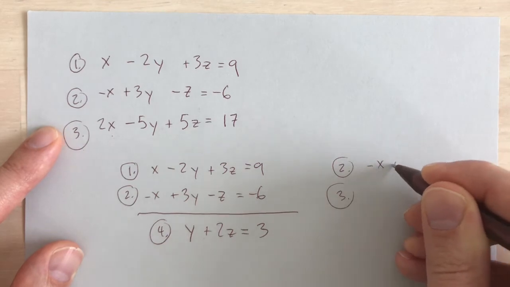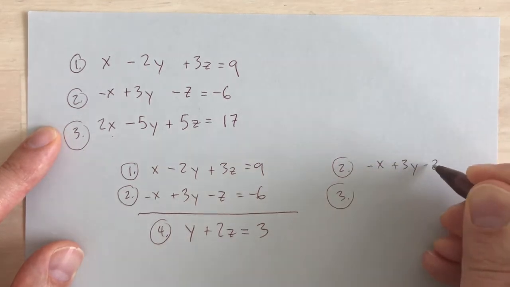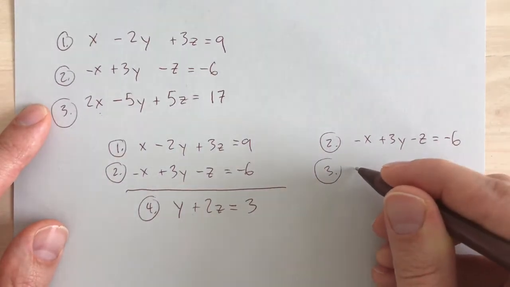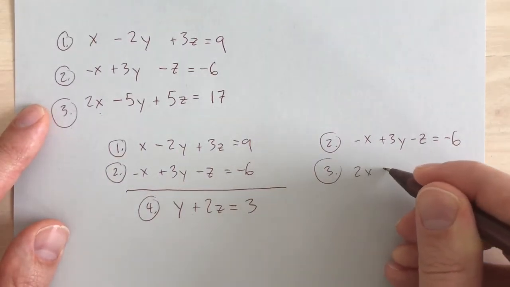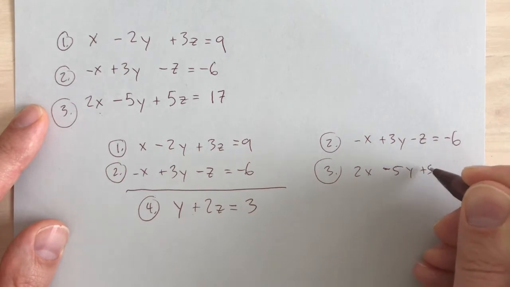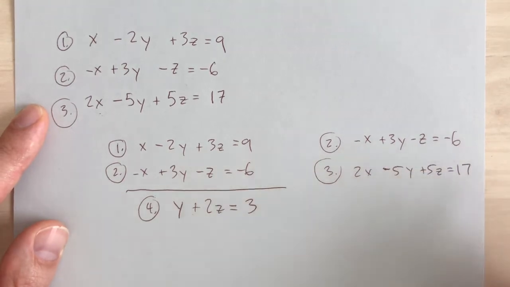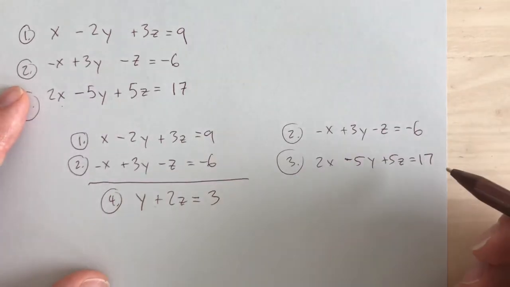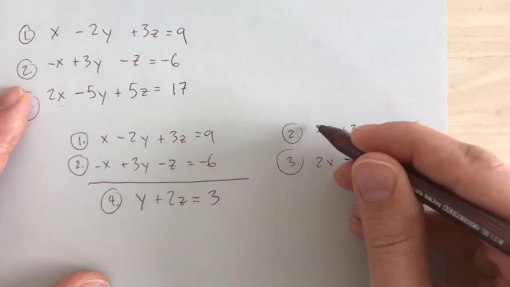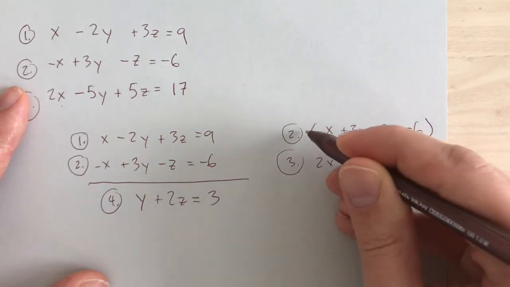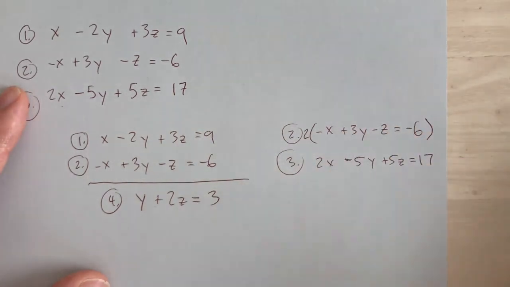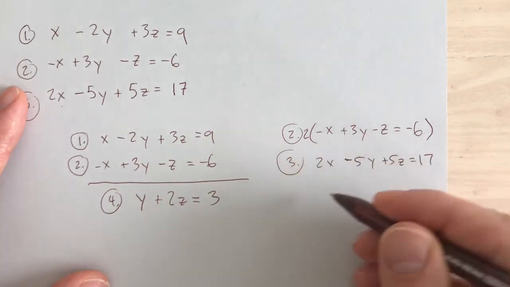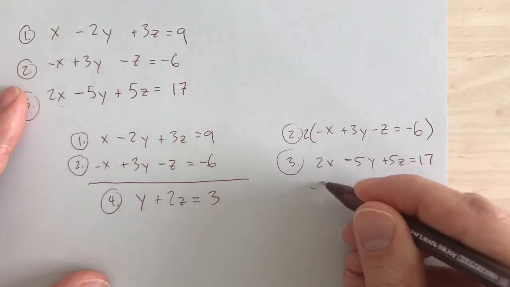So that's negative x plus 3y minus z equals negative 6. And then equation 3 is 2x minus 5y plus 5z equals 17. In order for these to be opposites of each other, I would have to multiply this top equation by 2, because that would get it to become negative 2x, and when I add those together, it will obviously be opposite. So I'm going to multiply this and write this here below. So that's going to be negative 2x.